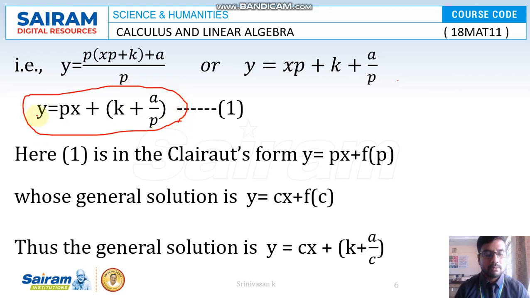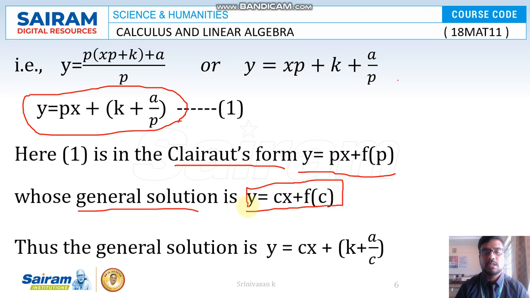When can we say the equation is Clairaut's equation? y equal to px plus k plus a by p. So equation 1 is Clairaut's form, that is, y equal to px plus f of p. If the equation is in Clairaut's form, what is the general solution? The general solution is y equal to cx plus f of c. That just means replacing p with c. From equation 1, replacing p with c, we get the general solution y equal to cx plus k plus a by c.